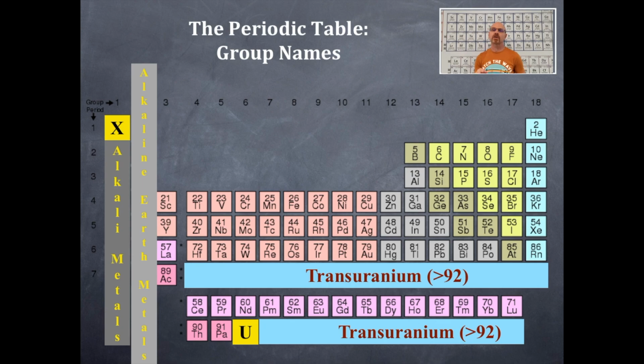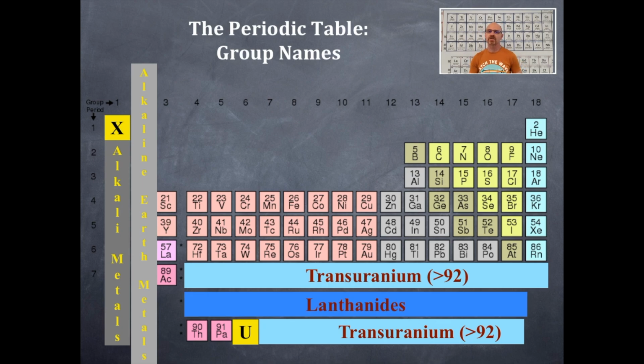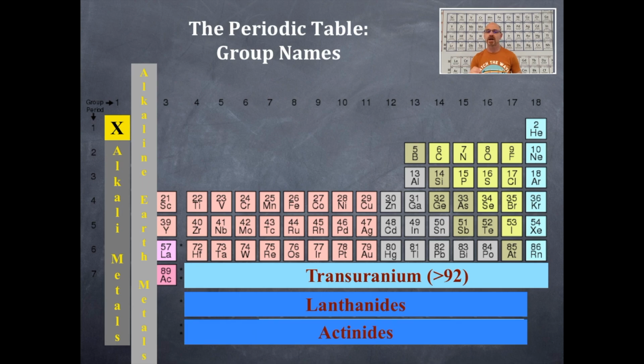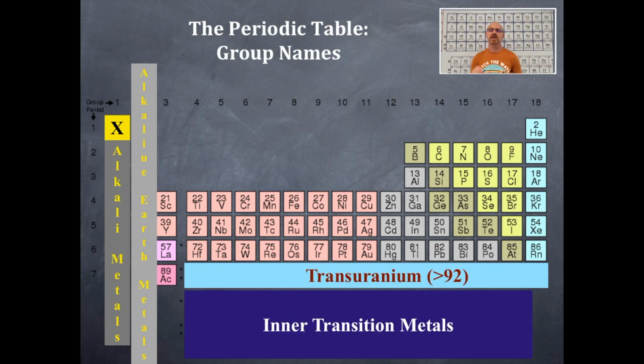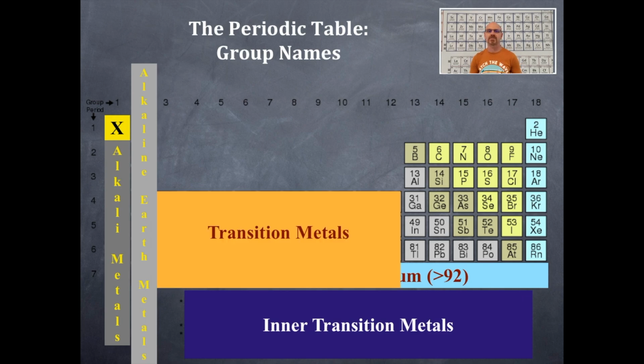Okay, then there are the lanthanides and the actinides. Combined together, the lanthanides and the actinides make up the inner transition metals. The inner transition metals. Okay, then here's another group here. And these are the transition metals. Okay, all right, transition metals.